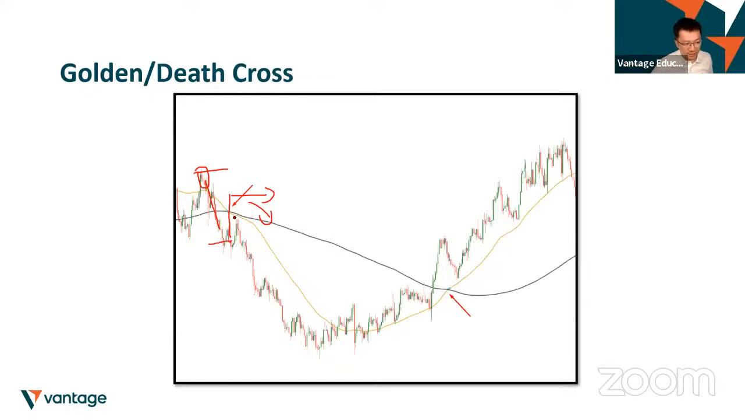And you can see that with that, the 50 also becomes a little bit of a resistance as price stays below that 50 moving average.